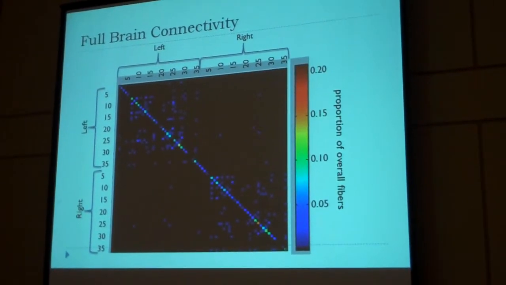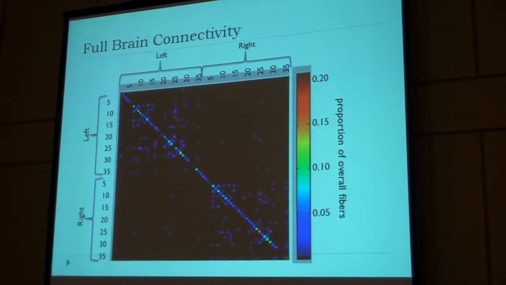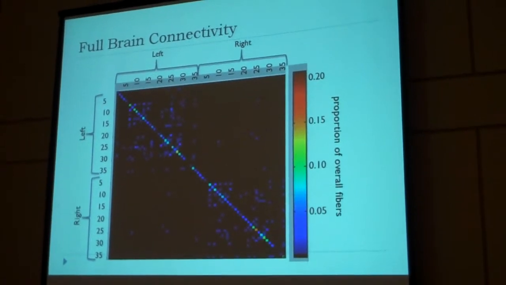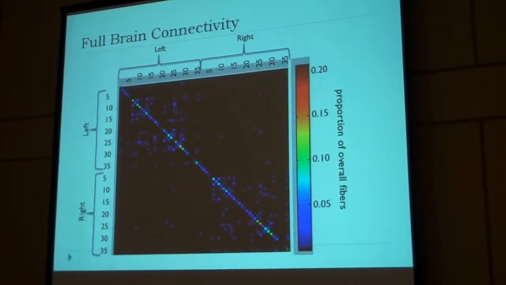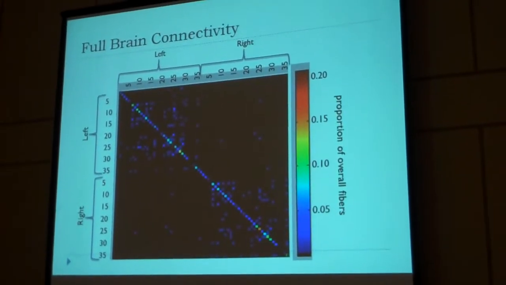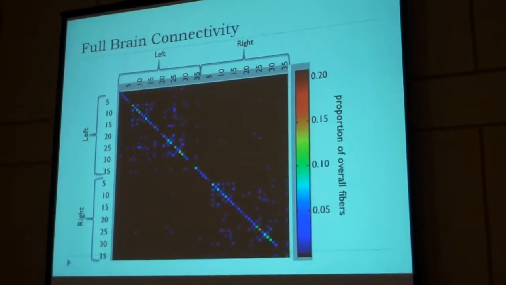The upper left square block and the bottom right block show the connectivity within each hemisphere, the left and right. And then the bottom left and top right show the connectivity across hemispheres. Our results show that most of the connectivity is within hemispheres, and this agrees with literature that analyzes connectivity in the brain.